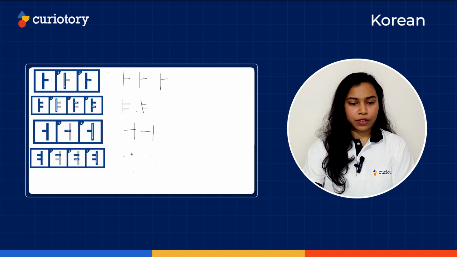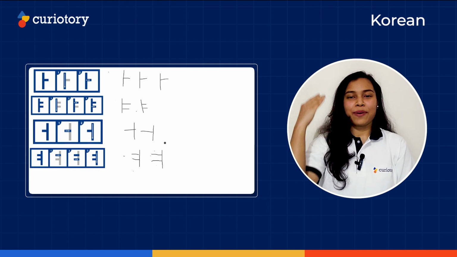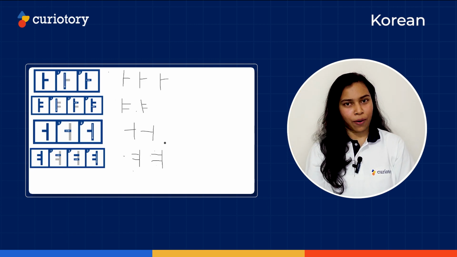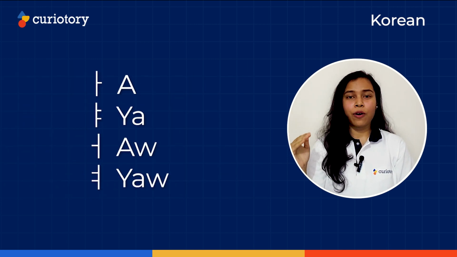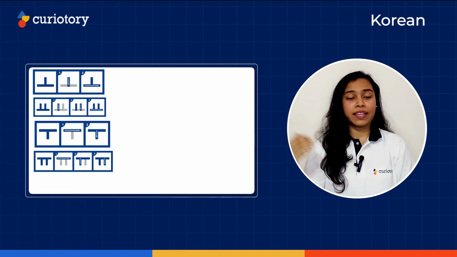Next we have a fourth vowel, that is yo. For yo, you just have to write three strokes. One, two, and three. Just three strokes and it's done. So a, ya, o, yo. Let's repeat it again till here. A, ya, o, yo.